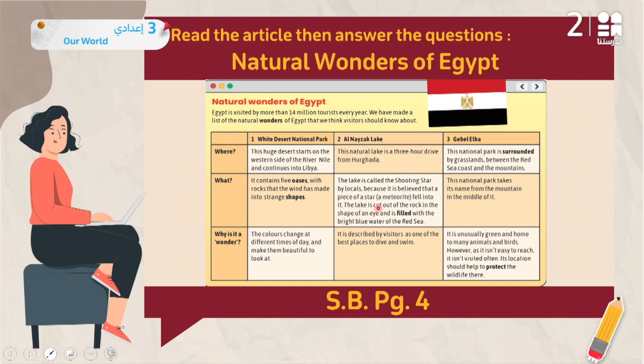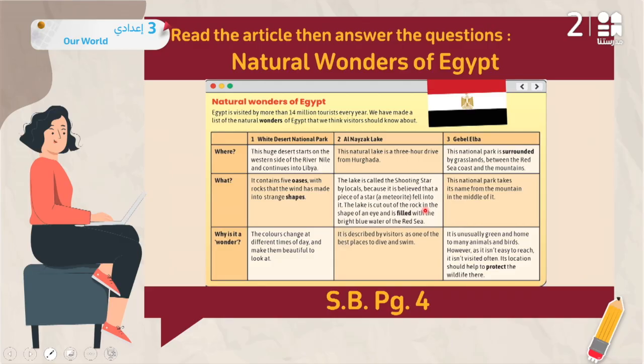The lake is cut out of the rock in the shape of an eye. هو على شكل عين and is filled with bright blue water of the Red Sea. وهو مليان بجزء من البحر الأحمر. طيب why is it a wonder? It is described by visitors as one of the best places to dive and swim. هو wonder لأنه من أفضل أماكن السباحة والغطس.